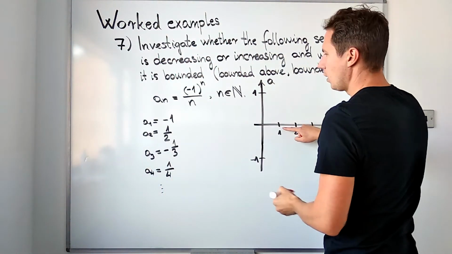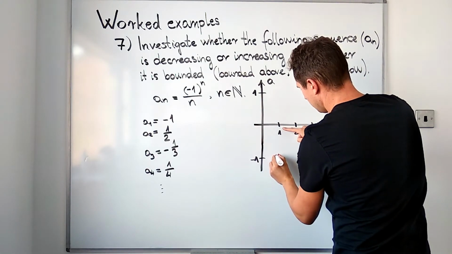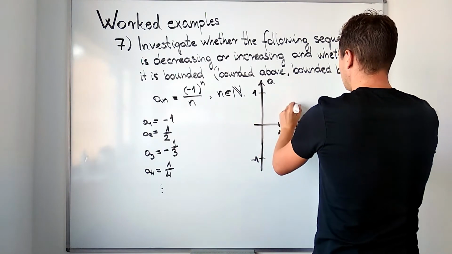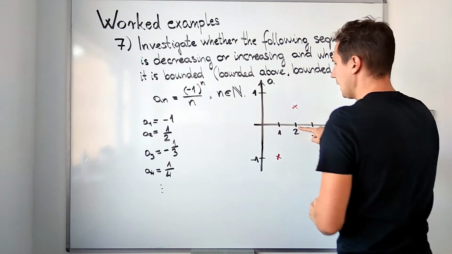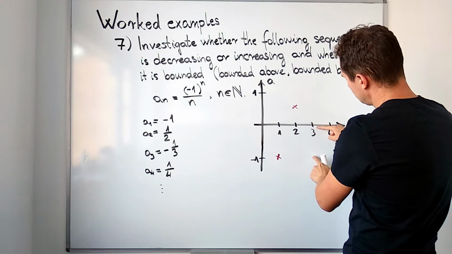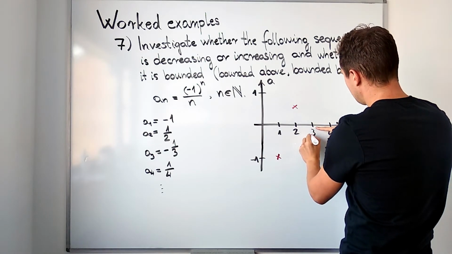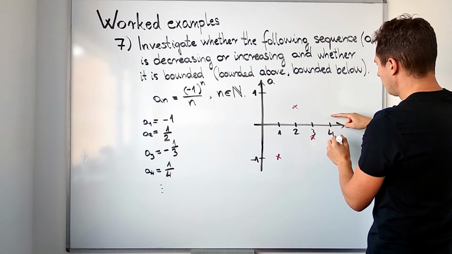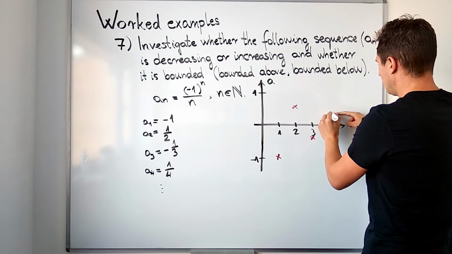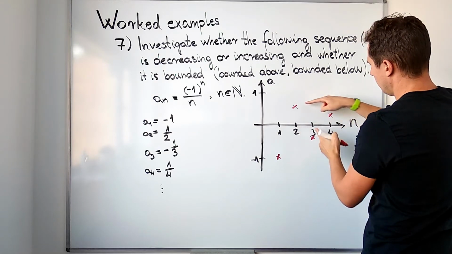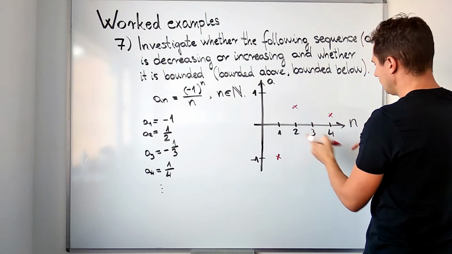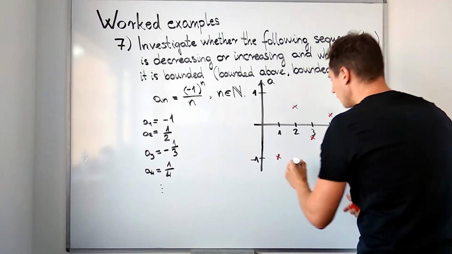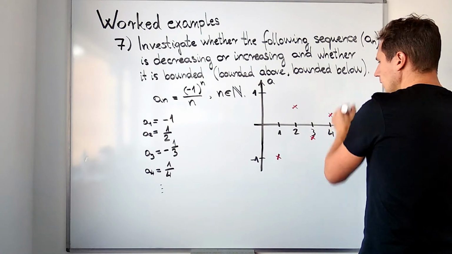So a_1 is -1, it sits over there. a_2 is a half, it's somewhere up here. a_3 is -1/3, so it sits somewhere over here, let's say. a_4 is 1/4, so it's halfway between the previous one, a_2, and 0, the horizontal axis. So you can see what's going on. The sequence is jumping up and down.